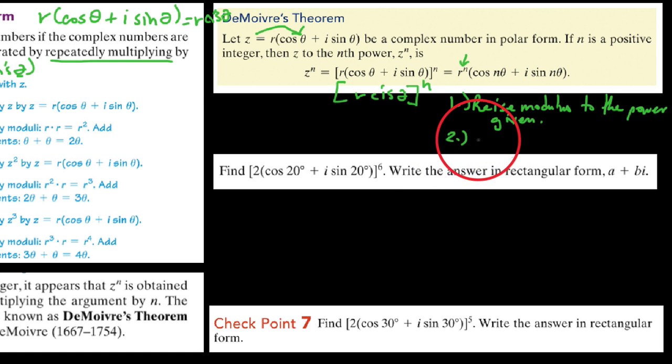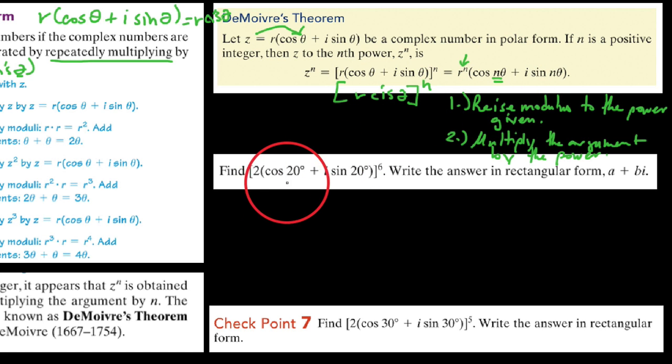Then we will multiply the argument by the power. By doing that, you can see we get r to the n times cosine n theta plus i sine n theta. By multiplying by n, we're really adding theta to itself n number of times. In this example, it says find 2 cosine 20 degrees plus i sine 20 degrees to the 6th power, and also write your answer in rectangular form.